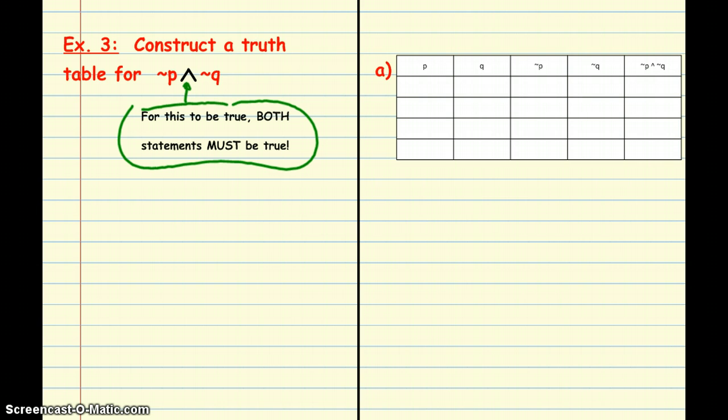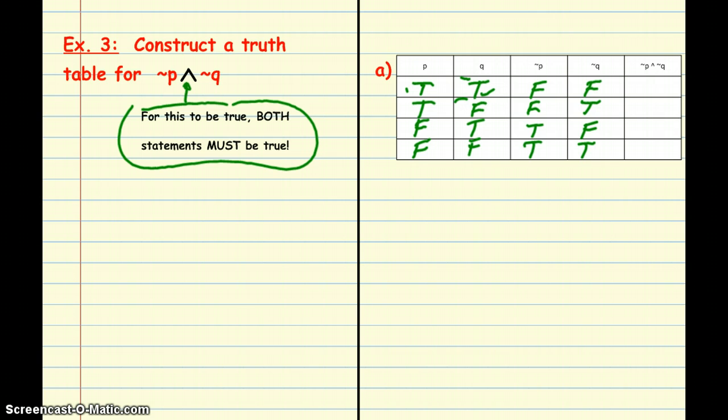So from here, we know that we can say P is true, true, false, or false. Q can be true, false, true, false. Here, all I'm doing is making the different combinations of what can happen with the P and the Q. So then if we go to not P, if P is true, then we say false, false, true, true. And not Q would be the opposite of what we put in the Q column.